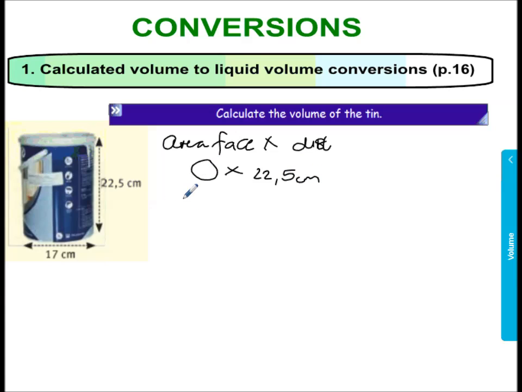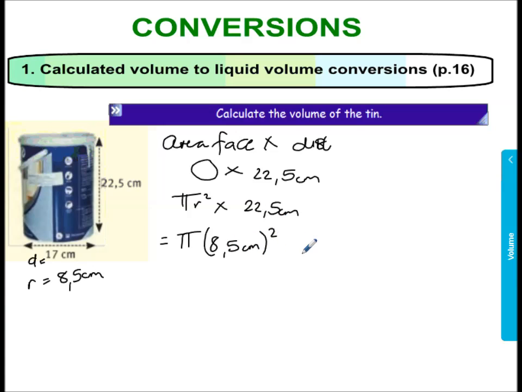Area of a circle is pi r squared. Remember, area is always square units. Remember to use the pi r squared formula, and we're going to multiply by 22,5 centimeters. Use your pi button on your calculator. Remember, I always say to you, if your diameter equals 17, your radius is going to be 8,5 centimeters.